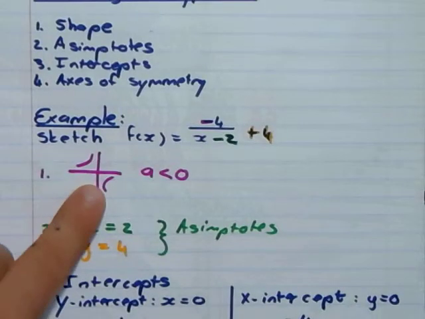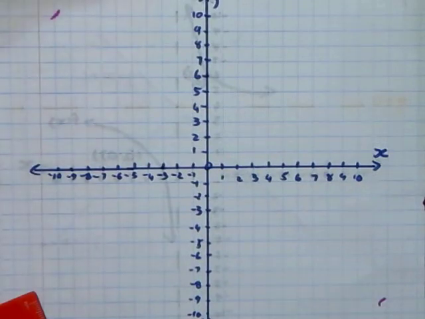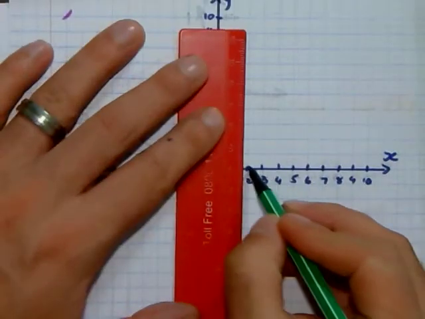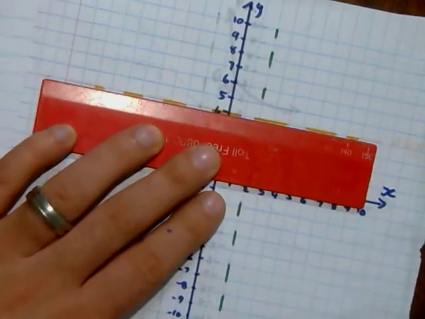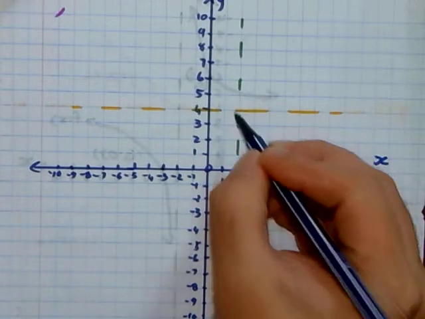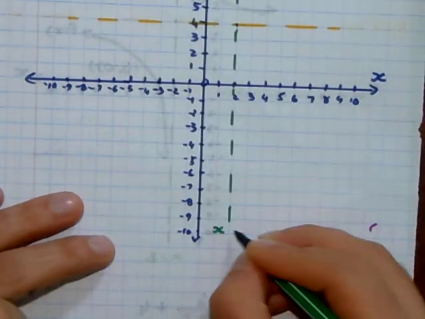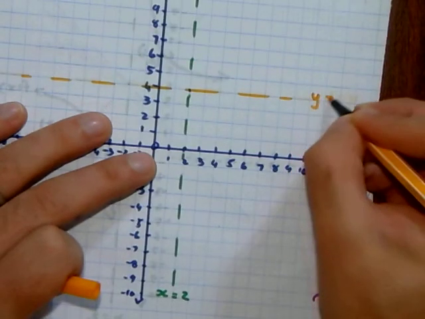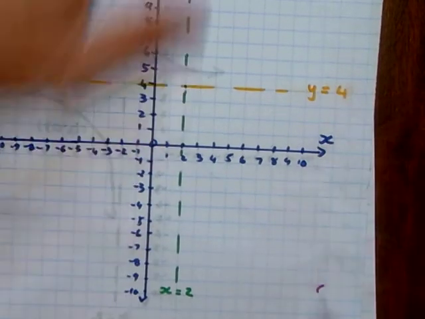So first we know the graph is in quadrant 2 and quadrant 4. Then I have my asymptotes, x is 2, y is 4. So I sketch the graph like that. This point here is important. Remember to write the equation of my vertical asymptote was x equals 2, and the equation of my horizontal asymptote was y equals 4.